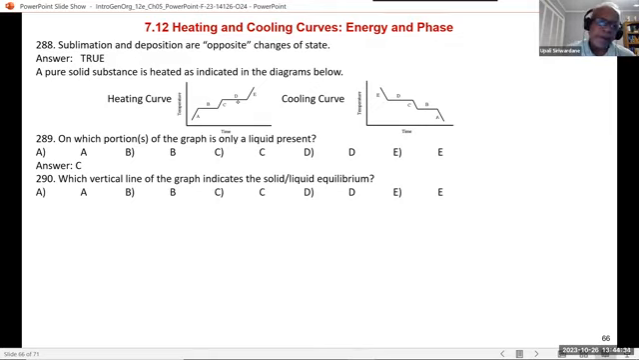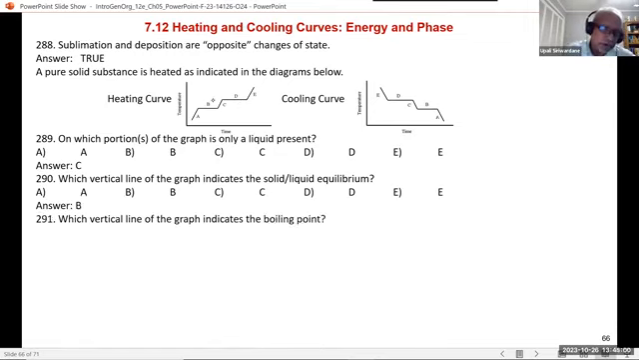So B is the correct answer for which one. Phase changes are equilibria, like solid-liquid. B is the correct answer for 290. On the graph, 290 indicates the boiling point. Boiling point is where the liquid to gas transition takes place, a phase change. That is D, boiling point, where the temperature stays the same, horizontal line D. D is the correct answer.